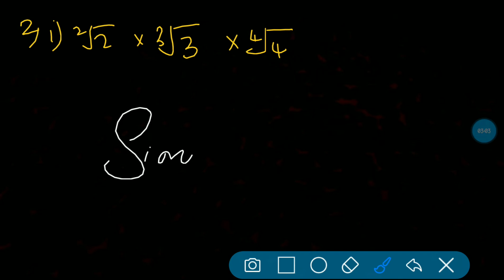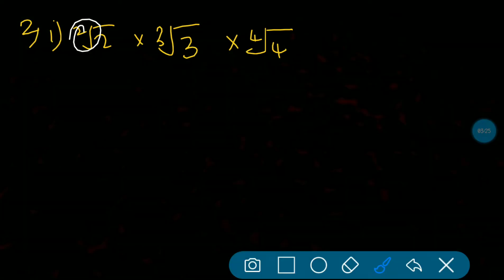Now the second question is simplify. So here in this question we have to simplify the given two questions. The first one is about multiplication, the second one is about division. First question we will see: square root of 2 multiplied by cube root of 3 multiplied by fourth root of 4. Now when we have to simplify such kinds of questions, I have already instructed that the orders must be the same. But here, do you find the orders the same? No. Here it is 2, here it is 3 and here it is 4.